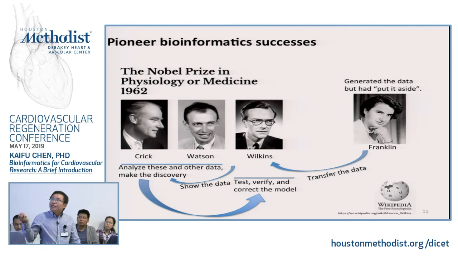So Franklin generated the data, but she didn't make the discovery from the analysis of the data. Instead, she found two experts who are really strong in data analysis. So they collaborated together to make the discovery. And also, Wilkins tested the model and helped improve it. So I think the collaboration between these different groups of people with different expertise is very important to these discoveries.